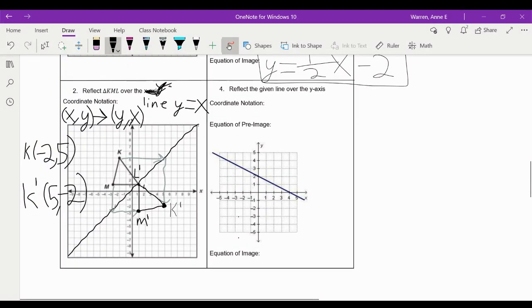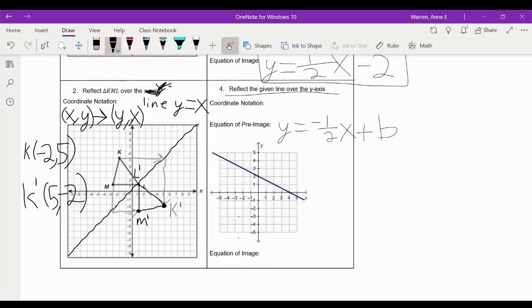And now we're going to do one last review problem. So at this point we have some practice, but again, this is the same exact line, but now my instructions say to reflect it over the y-axis. So the equation of the pre-image, again, that's going to be the same. y = -1/2 x + 2.